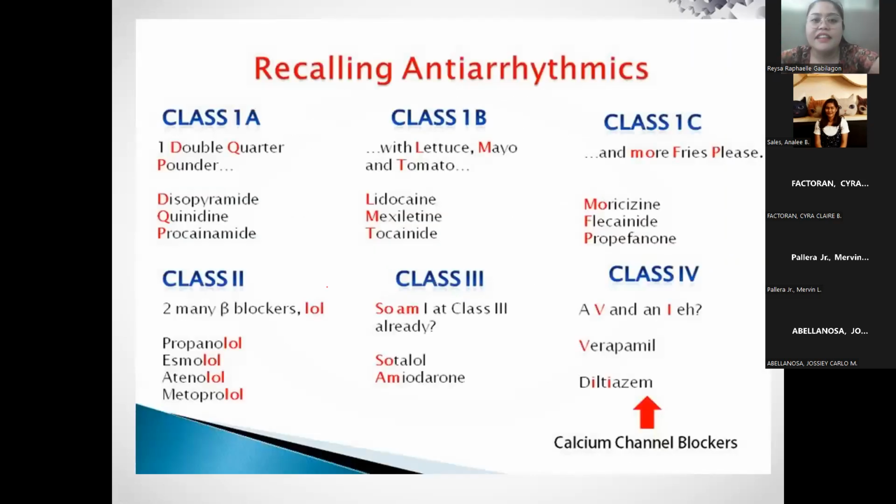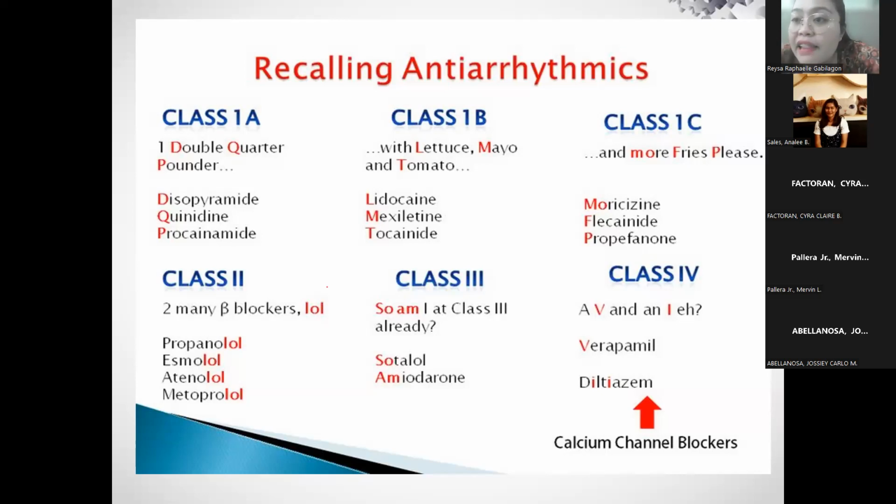Okay, this is how we are going to recall our anti-arrhythmic drugs. So I told you we only have 4 classes of anti-arrhythmic agents, so that's from class 1 to class 4. However, for class 1, we have 3 sub-classifications. So we'll call it class 1A, 1B, and 1C.